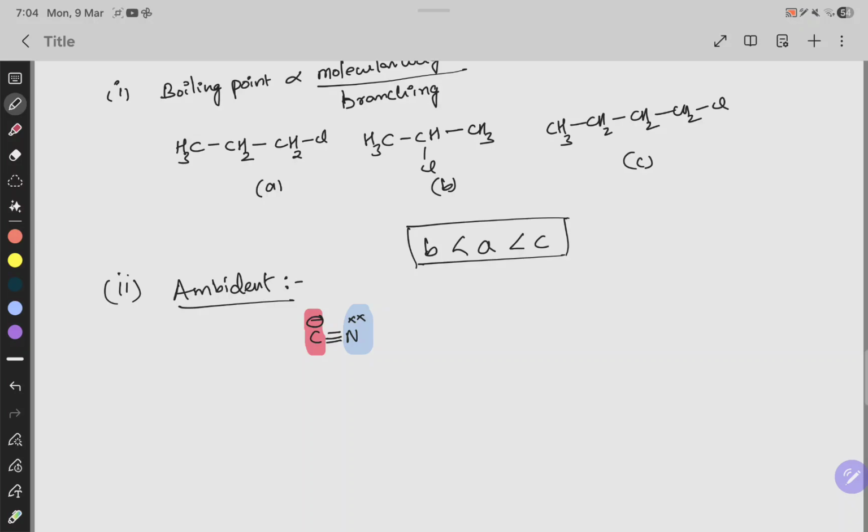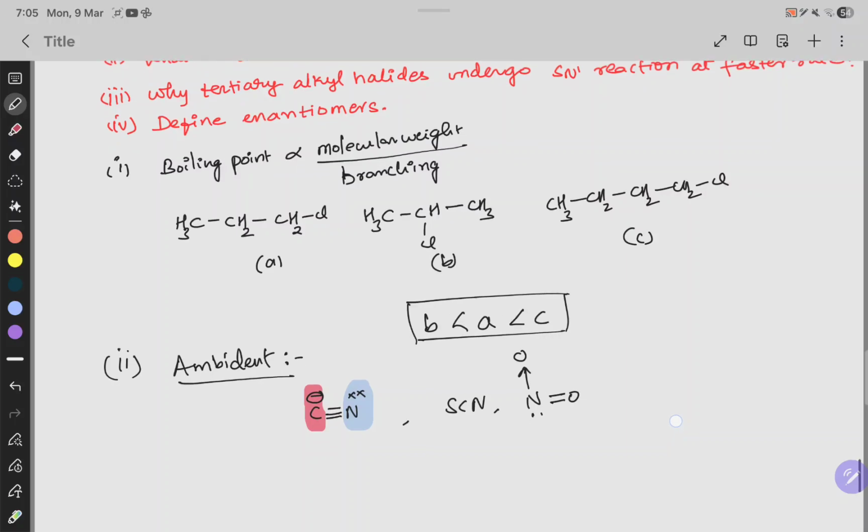So any nucleophile which has two different donating sites, but can donate only one at a time, is called an ambident nucleophile. Examples: CN-, SCN-, and NO2-. NO2 is like this, right? So these are the best examples of ambident nucleophiles.